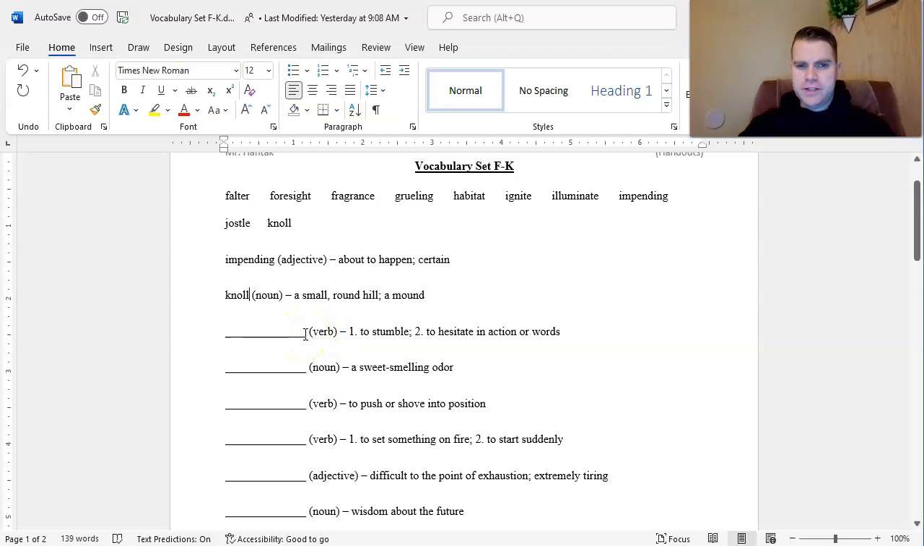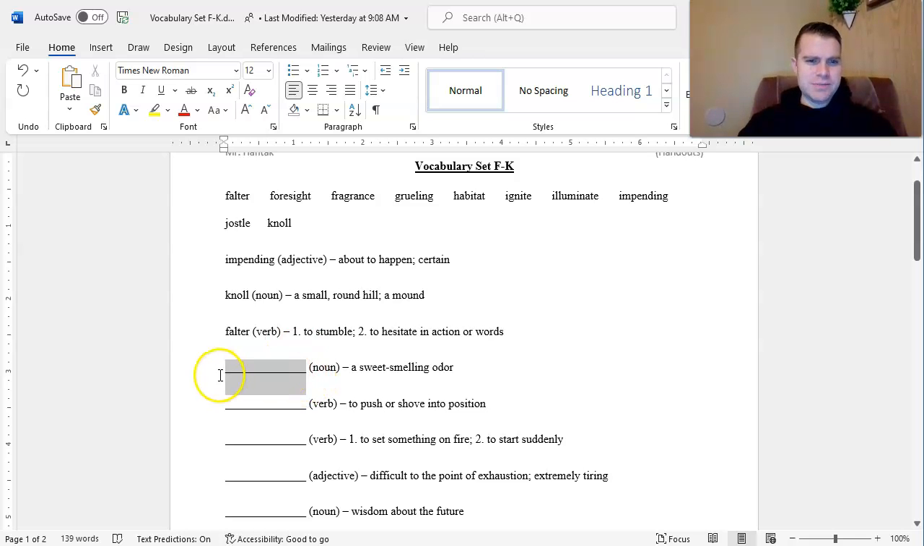This verb has 2 definitions. To stumble can also mean to hesitate in action or words. That one is falter. So if you mention that someone faltered, it could mean that they are physically tripping and stumbling. To falter could also mean to hesitate in action or words. Little Jimmy missed his free throws because he faltered at the line. He hesitated at the line.